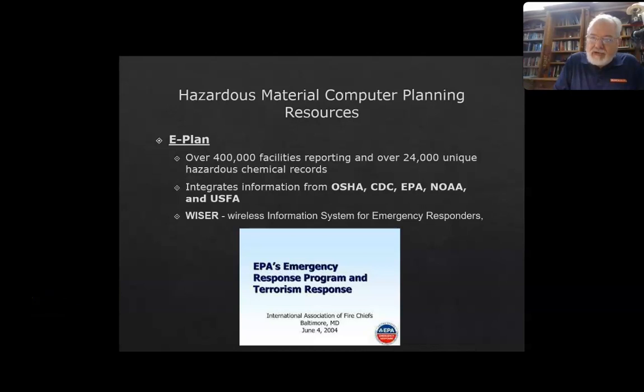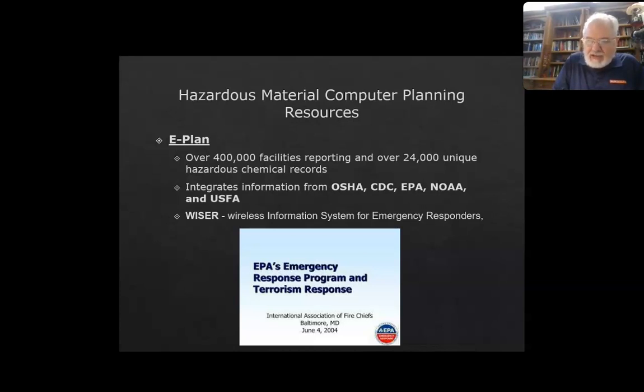The EPA's Emergency Response Program and Terrorism Response, or the E-Plan, is a collaborative effort between the EPA, the Department of Homeland Security, and the University of Texas to coordinate the EPA Tier 2 reporting nationwide in a database that is readily accessible to first responders, state, local, and federal officials.